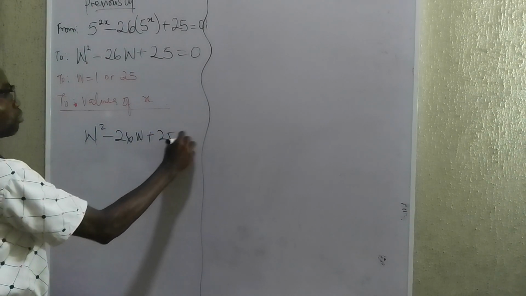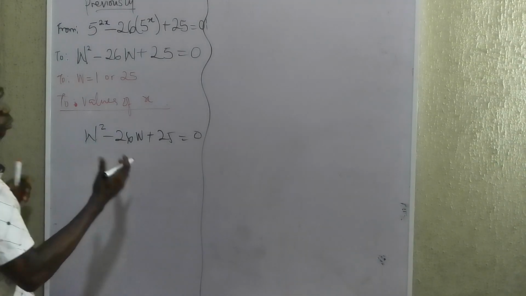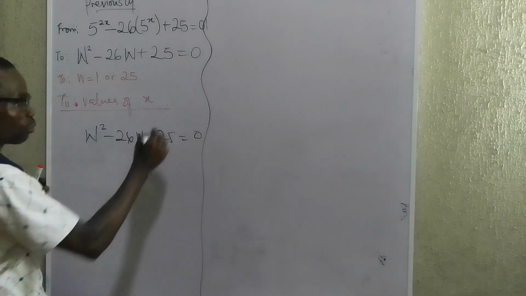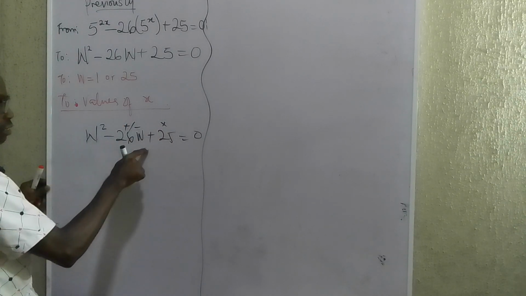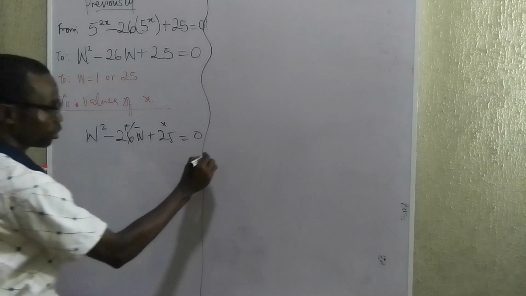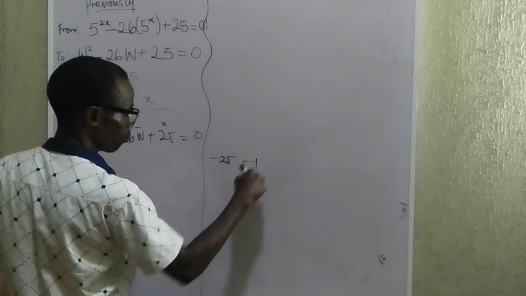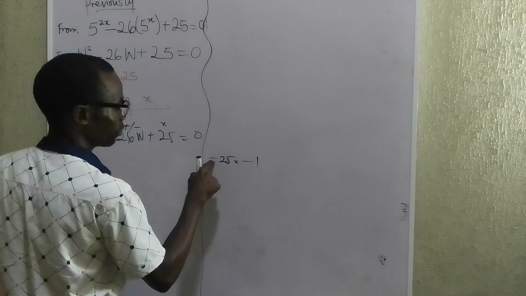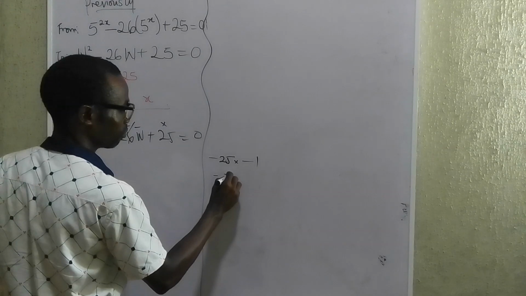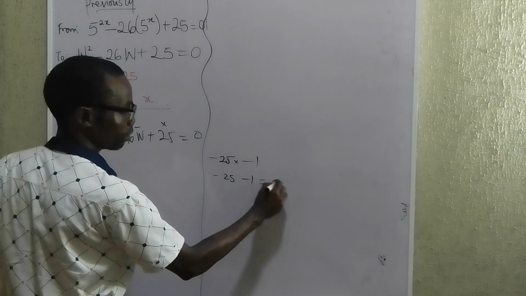Plus 25 is equal to 0. So we'll move this. What we'll do is that we'll look for two numbers. When we multiply, we'll get this. When we add or subtract, we'll get this. So for what we did, we discovered it's going to be minus 25 and minus 1. In which case, if we multiply, minus times minus, minus 25 minus 1. Minus 25 minus 1 equals minus 26.